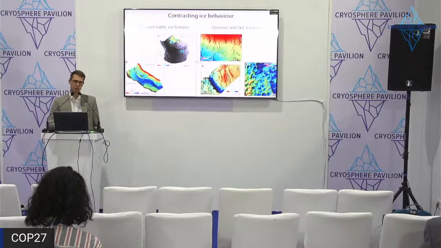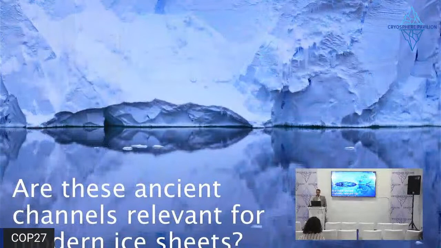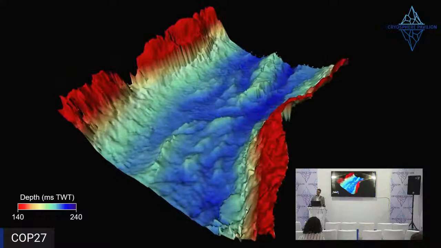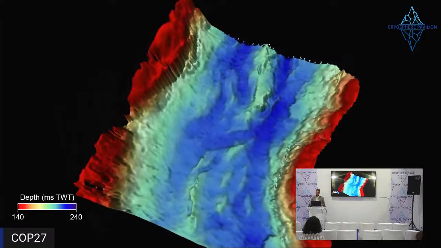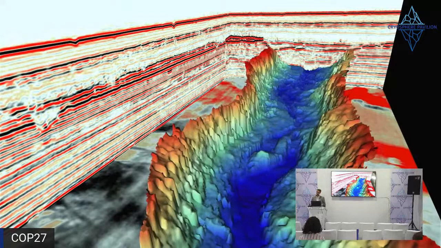So we began then to ask, well, are these ancient channels relevant for modern ice sheets? And so we went back to our data and looked again carefully. And what you can see inside these channels are smaller networks created by smaller incisions of water flow. And this helps us to constrain how quickly they formed. These are quite common inside these giant valleys if we're able to resolve them in enough detail.